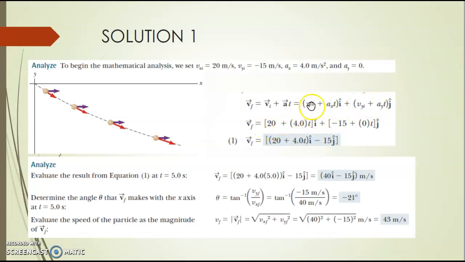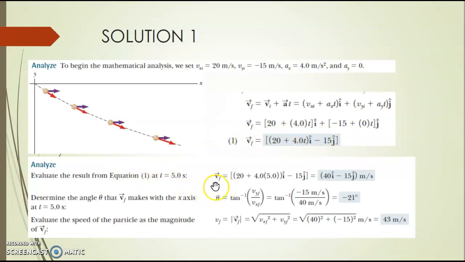So the x component of that velocity is 20. The x component of the acceleration is 4, multiplied by time, I hat, plus the y component of that velocity, which is negative 15. It doesn't have a y component for the acceleration, so that means it's 0. So therefore our final answer for the final velocity vector is 20 plus 4t I hat minus 15 j hat. So it is expressed in unit vector form.